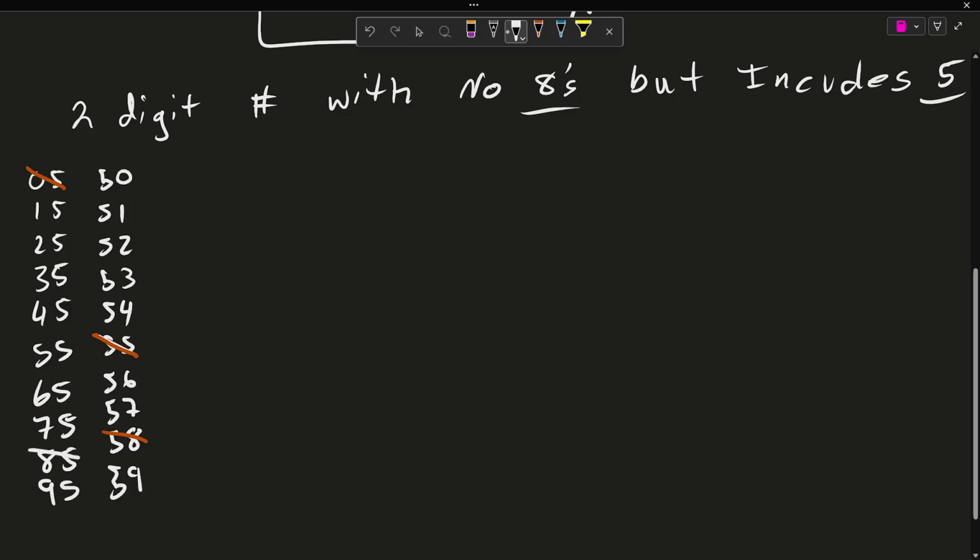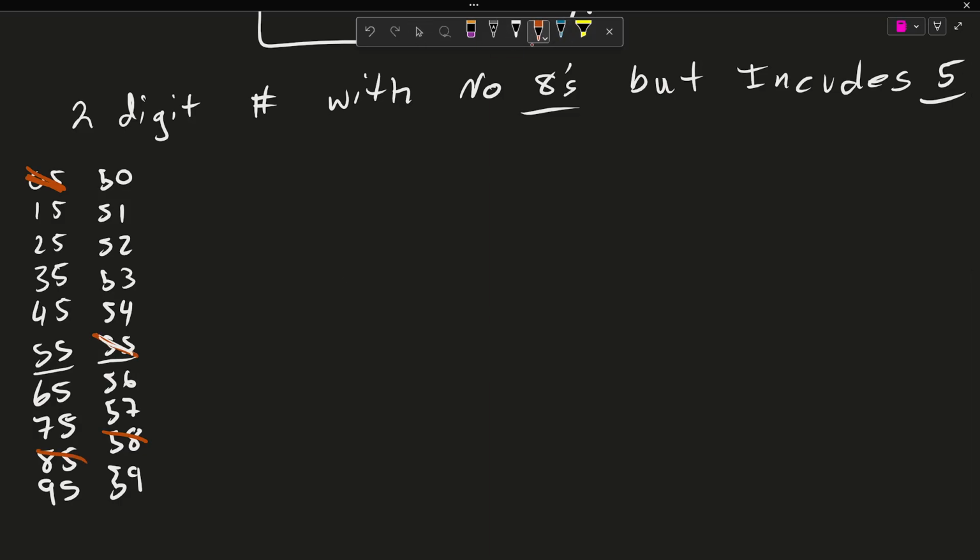So I canceled out these two. So sorry, guys. This one and that one. Now in the 50's, I got 50, 51, 52, 53, but I'm canceling 55. The reason being is because I've already counted 55 over here, and I don't want to count 55 twice. So I'm going to cancel this one and this one.